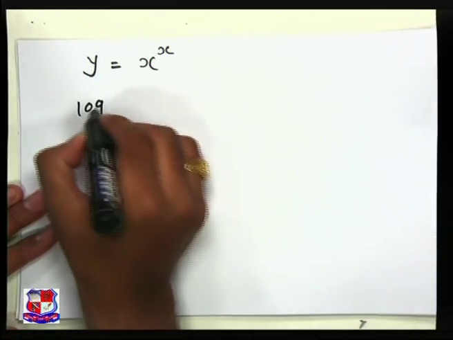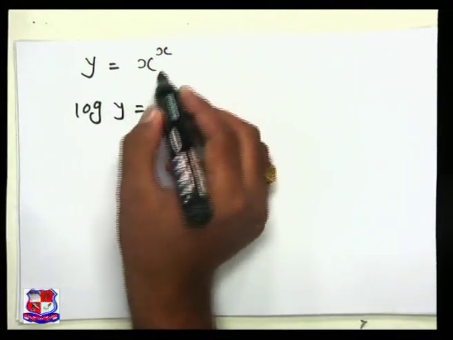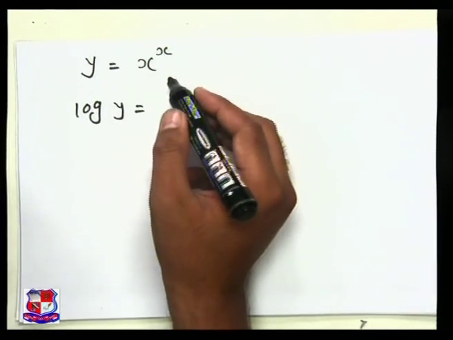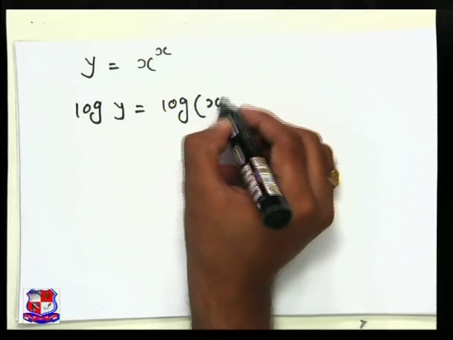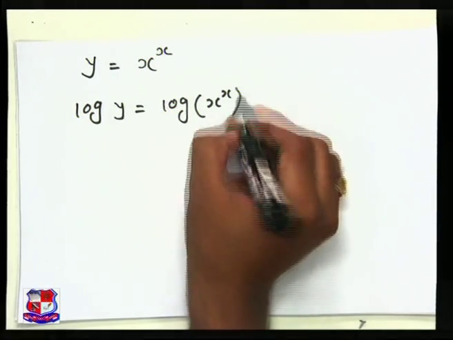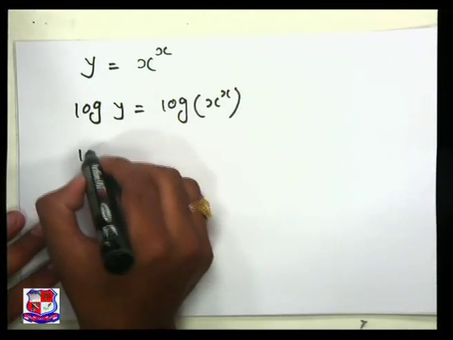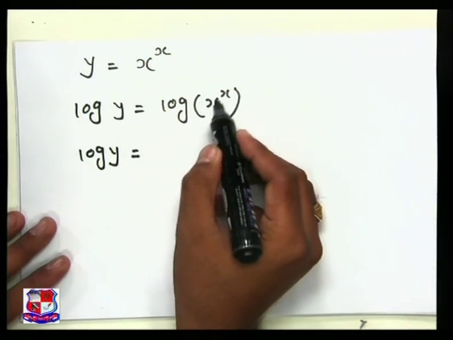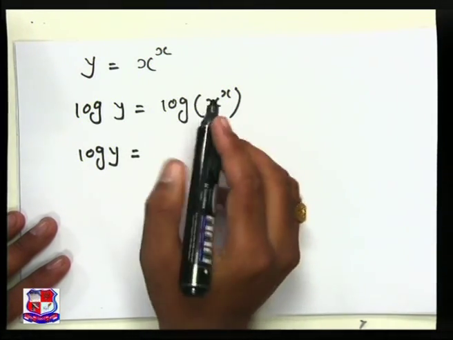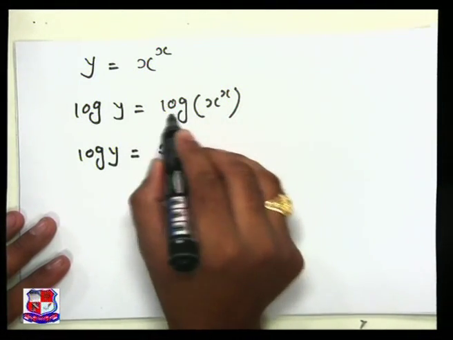So we can write log y, and apply log to the left-hand side. So our result is log of x raised to x. Here log y as it is, but for x raised to x, this power comes forward. So the result is x into log x.